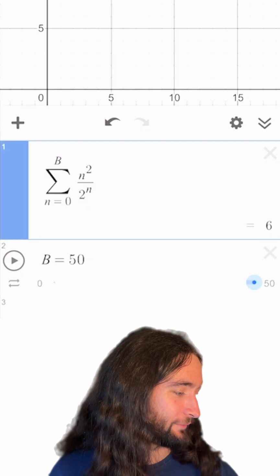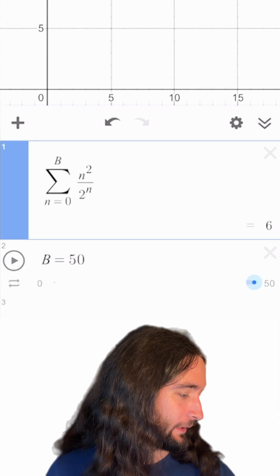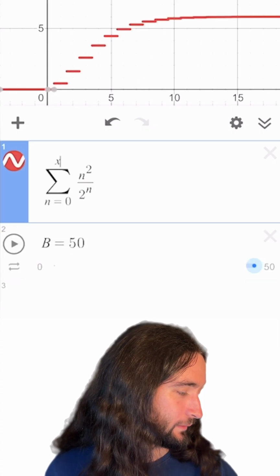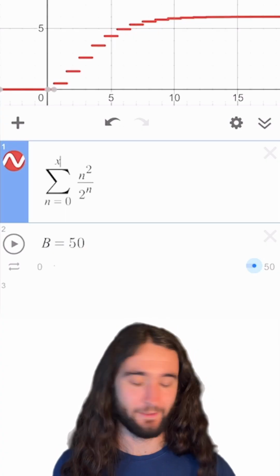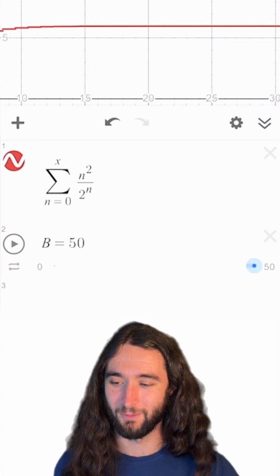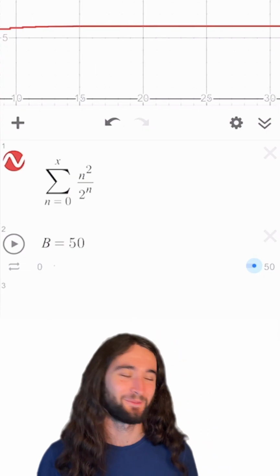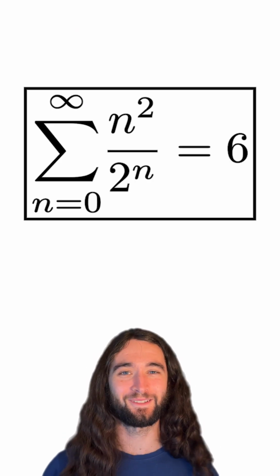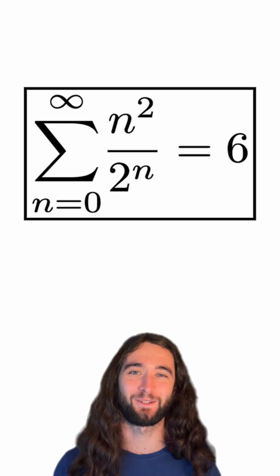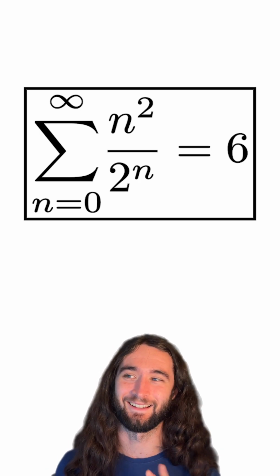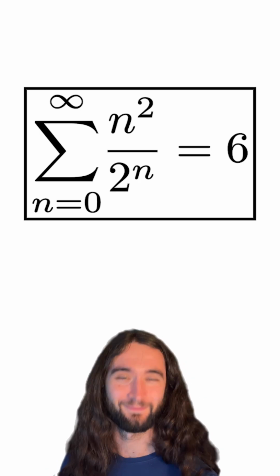We can also see that graphically. If I change that upper bound to a variable, then you'll see the graph of it, and sure enough, it converges to the number 6 after not that long. So there you go. I think that's a pretty fun topic, finding the value of convergent series by using Taylor series as an intermediate. All right, hope you enjoyed.